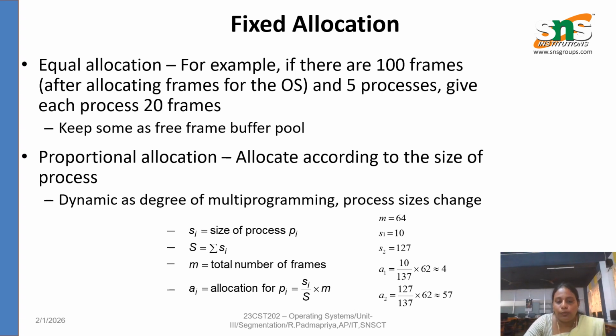Si is the size of process Pi. S is the summation of all the process sizes, and m is the total number of frames. The allocation for Pi, ai, is equal to si divided by S, multiplied by m.